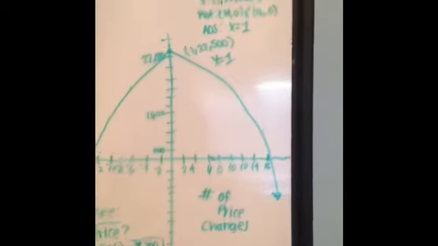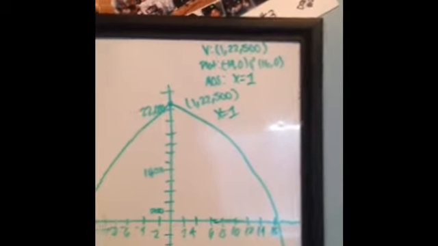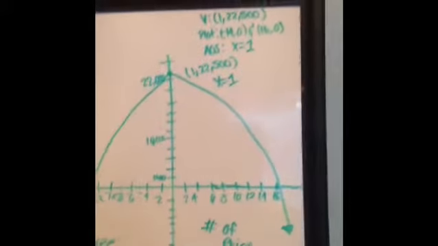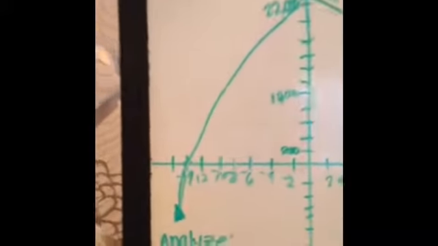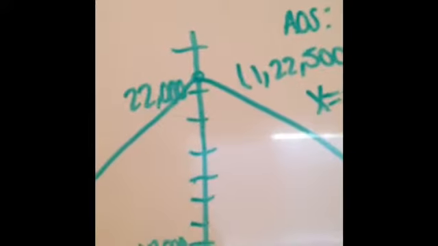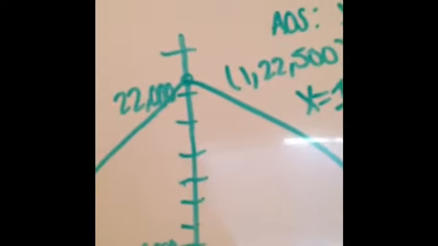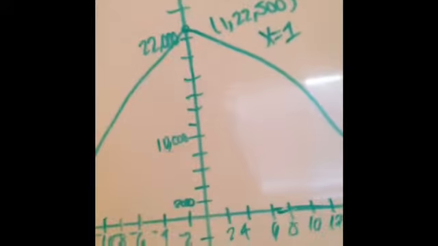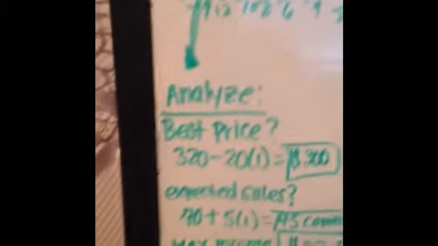So after you get your vertex and your x's to plot and your axis of symmetry, you plot them. So you plotted your negative 14 right there, and then your 16 right there, and then you have your vertex, which is 22,500. So all of that is right there. So those are the numbers you had to plot. And so after you plot all this, you analyze.